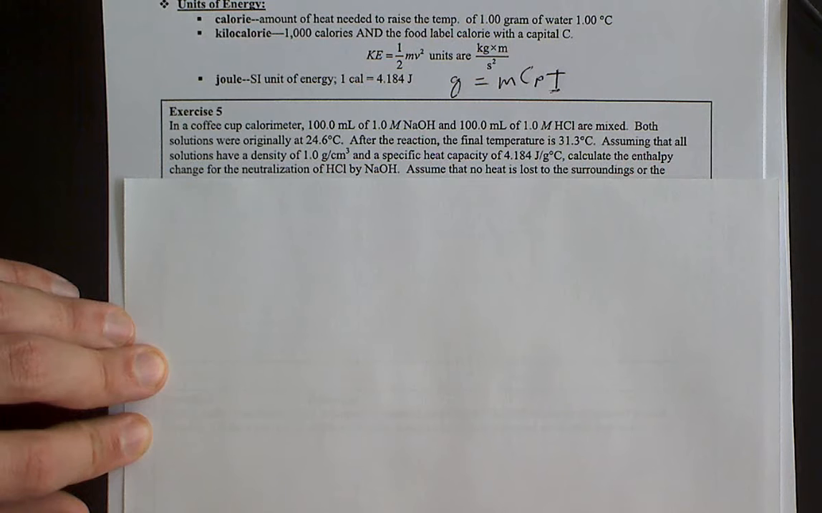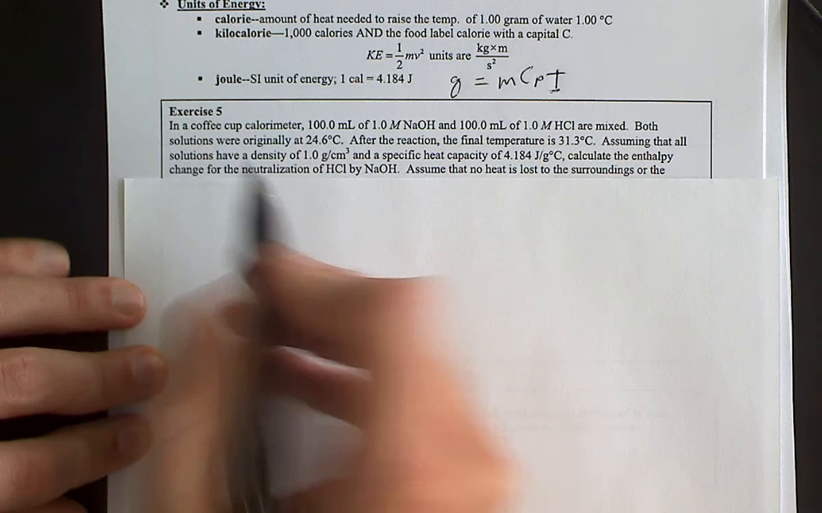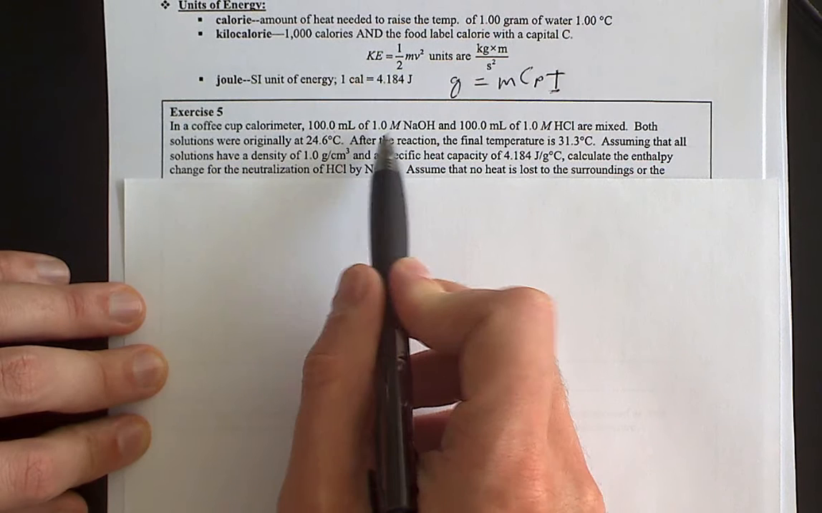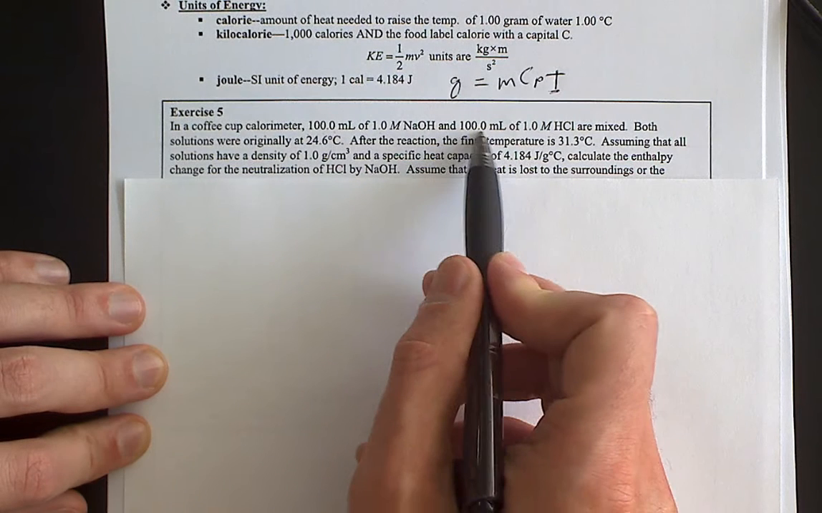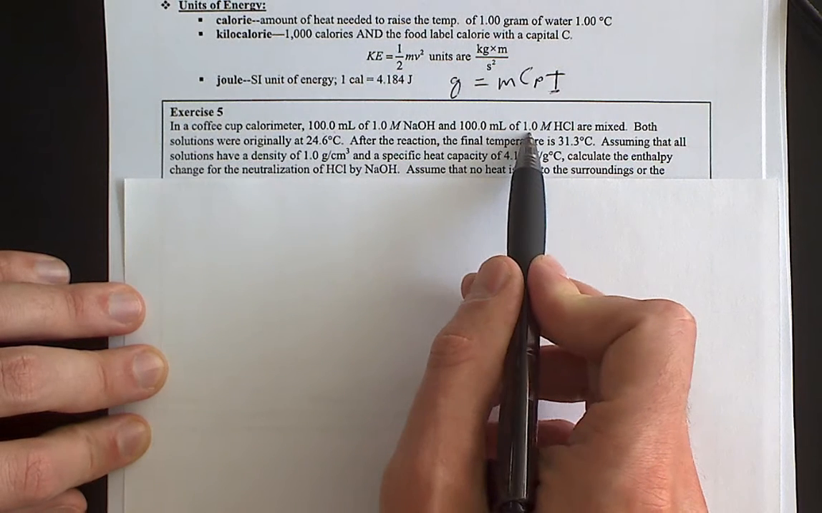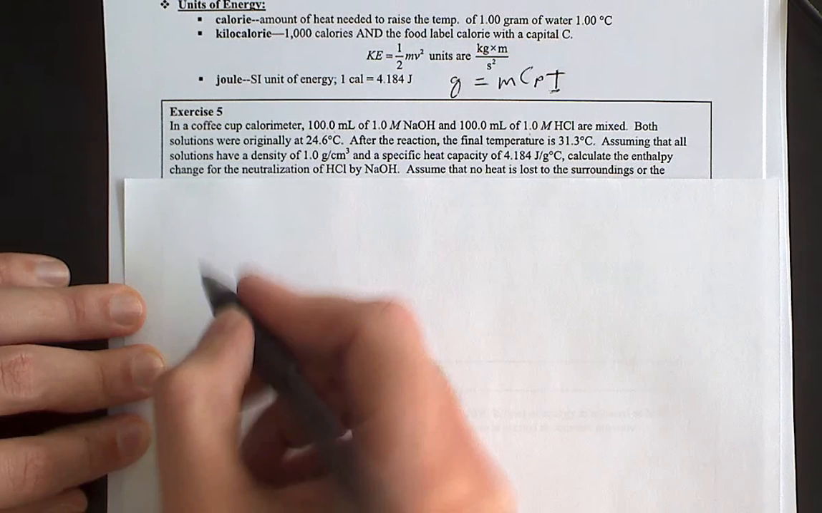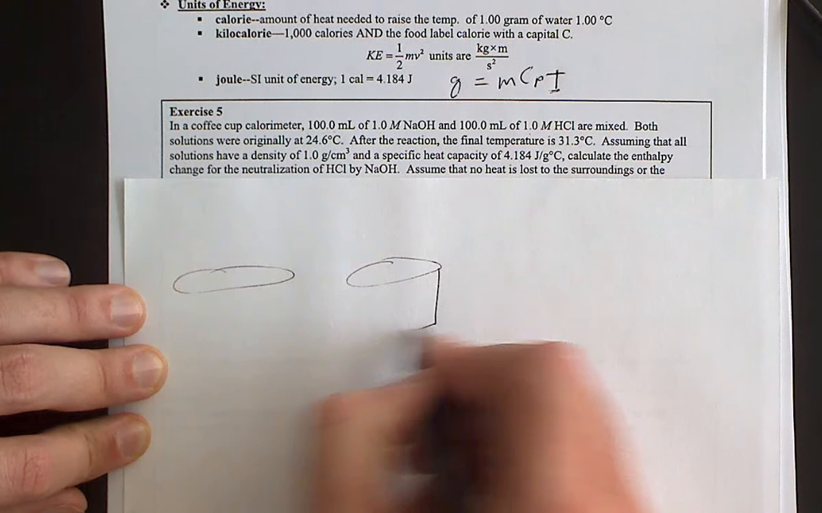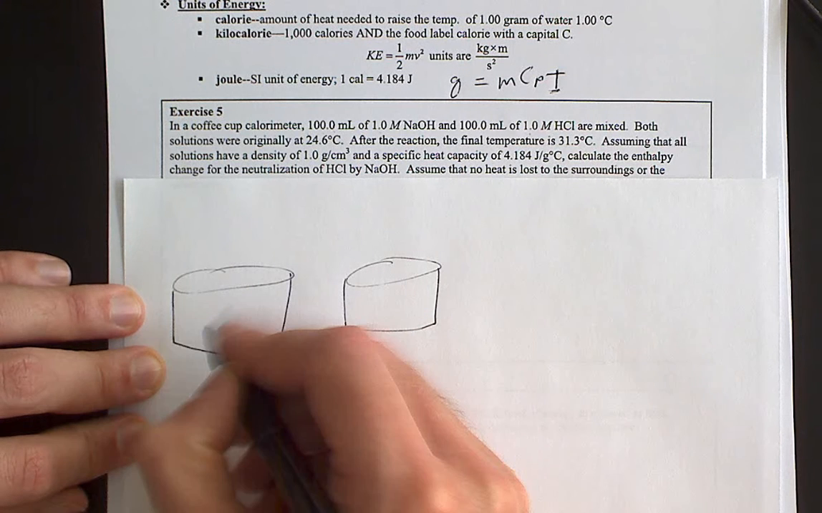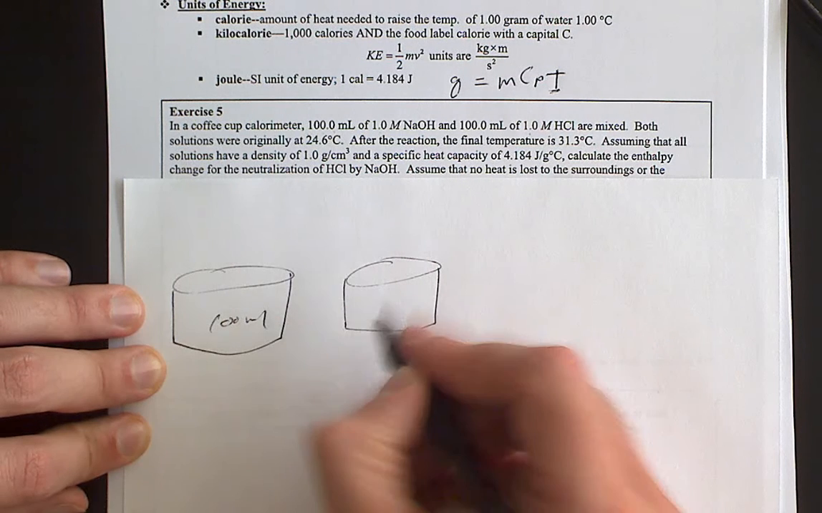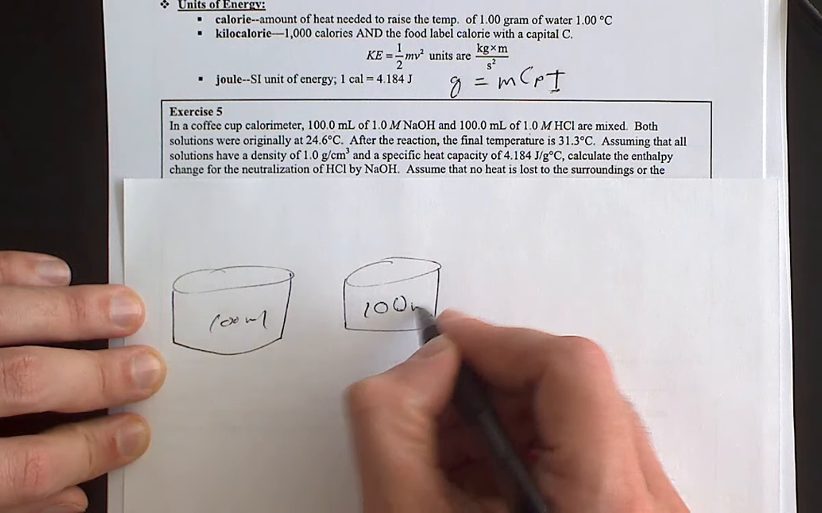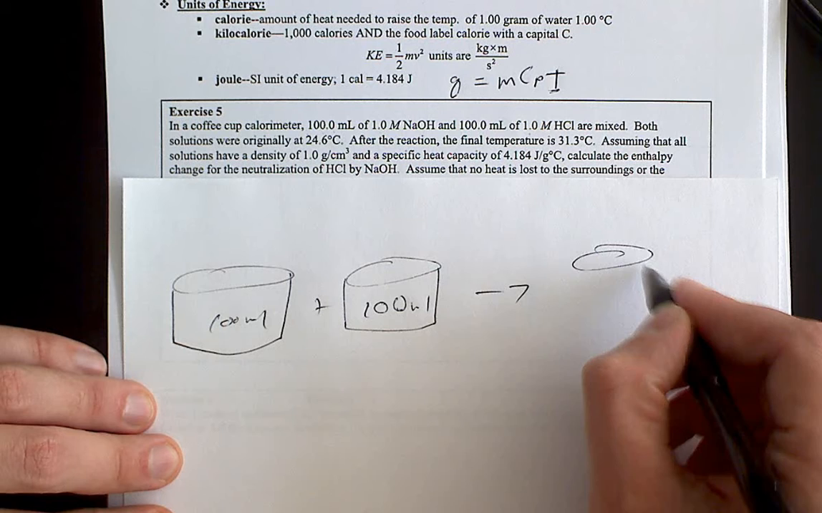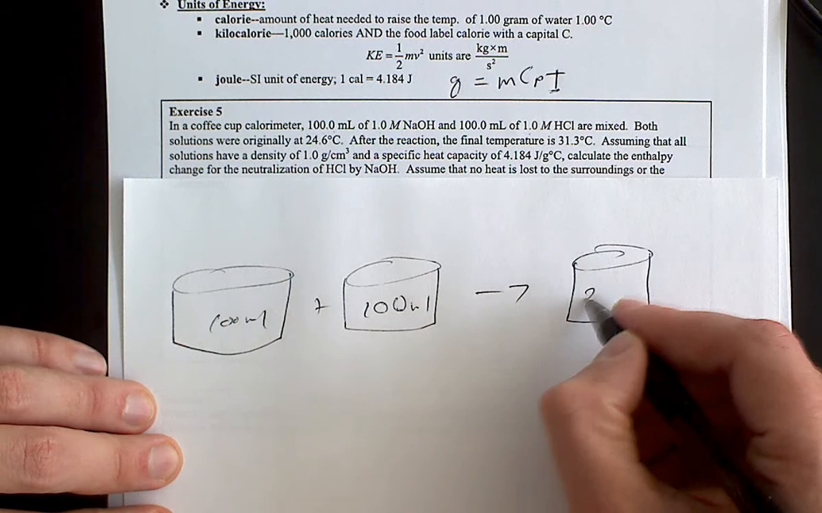All right, so a coffee cup calorimeter of 100 milliliters of 1 molar NaOH and 100 milliliters of HCl are mixed. Okay, so I've got 2 beakers. I'm going to put together 100 mLs, 100 mLs. All right, and we're going to put them together, and it's going to give us a new beaker, and this one is going to give us 200 mLs.